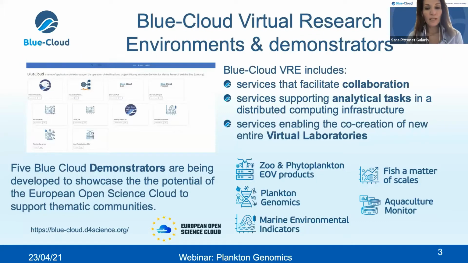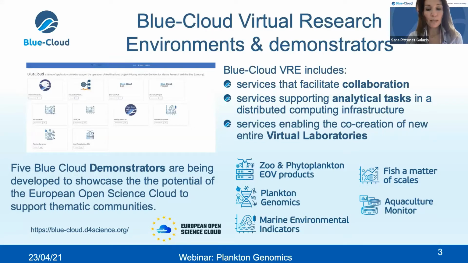So one of the components of this technical framework are the Blue Cloud virtual research environments that provide computing platforms and analytical services to facilitate the collaboration between researchers. In particular, each Blue Cloud VRE includes services that facilitate collaboration, services that support analytical tasks in distributed computing infrastructures, and services that enable the co-creation of new virtual laboratories.